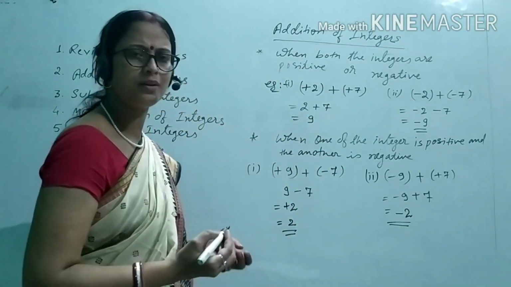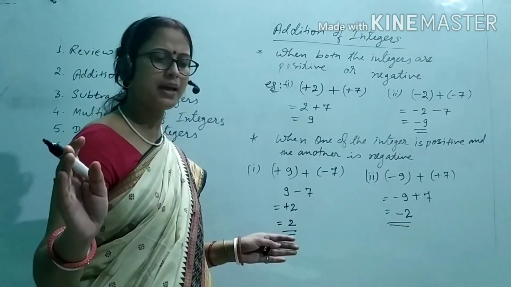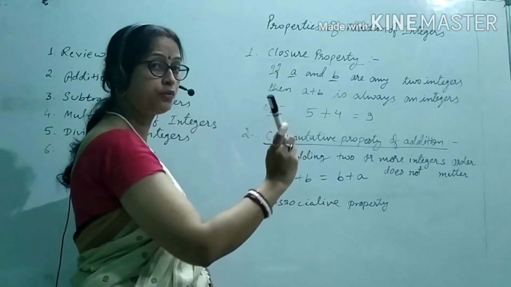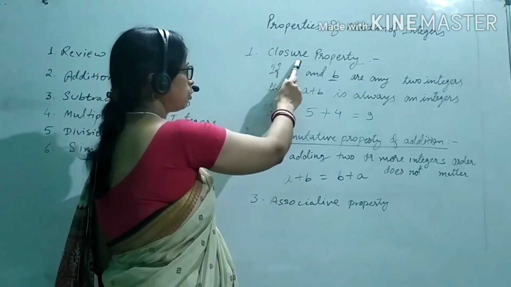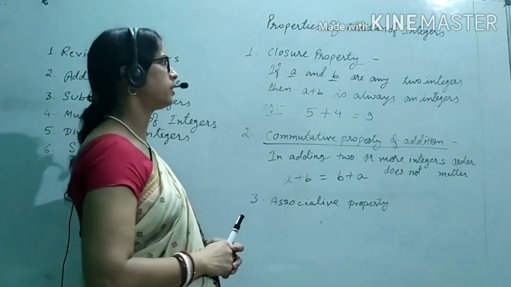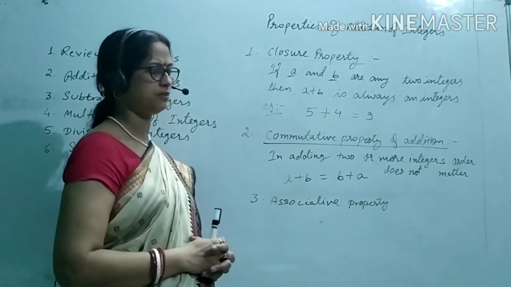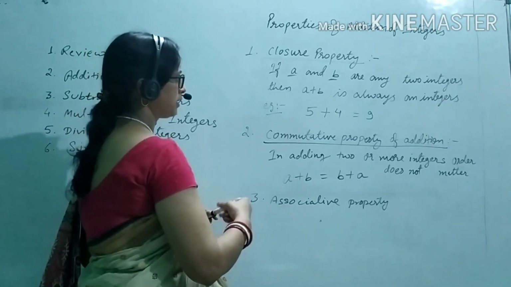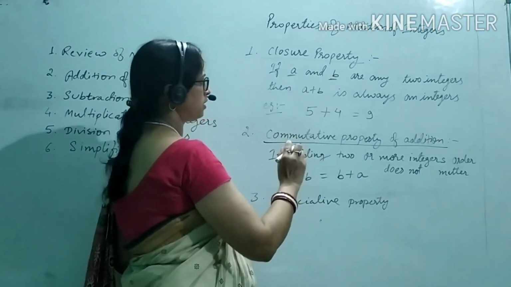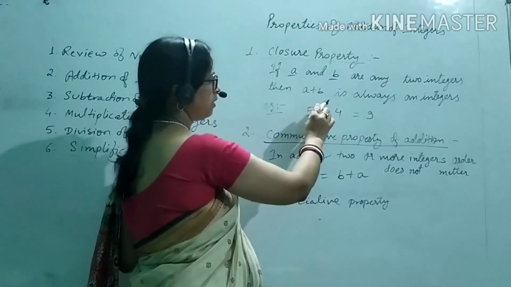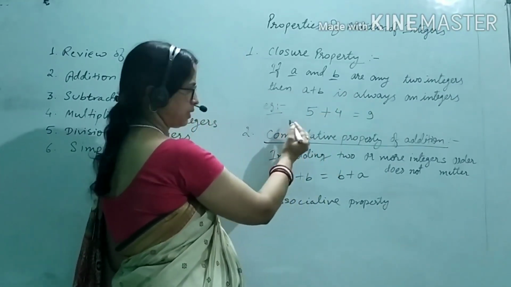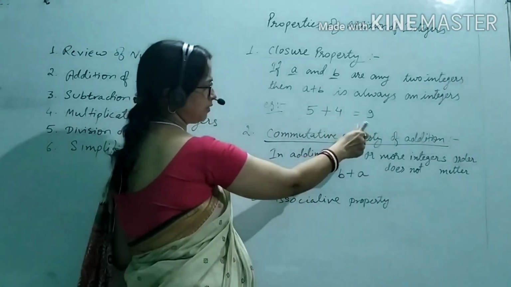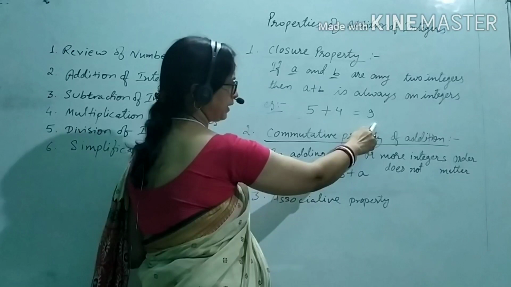Now children, going to discuss the properties of addition of integers. First property is closure property. According to this property, if two integers are added, then the result will always be an integer. For example, if a and b are any two integers, then a plus b will always be an integer. Example, 5 is an integer. When it is added with 4, the result is 9. 9 is also an integer.